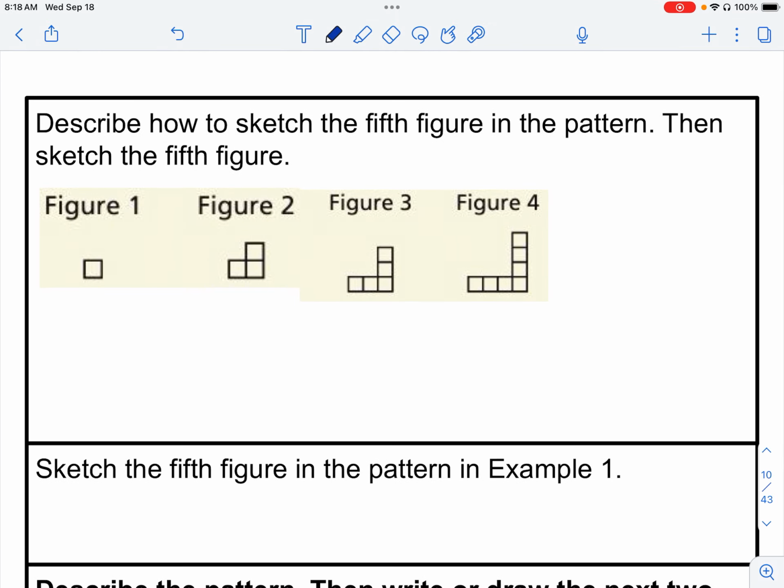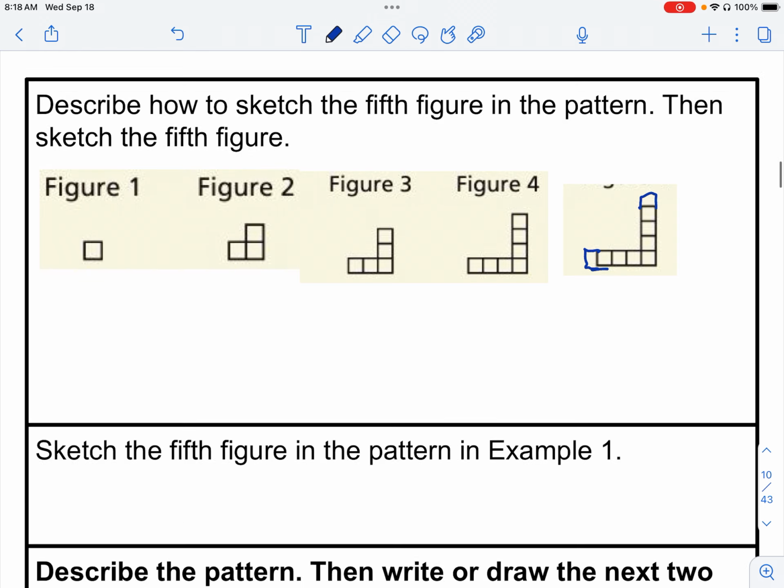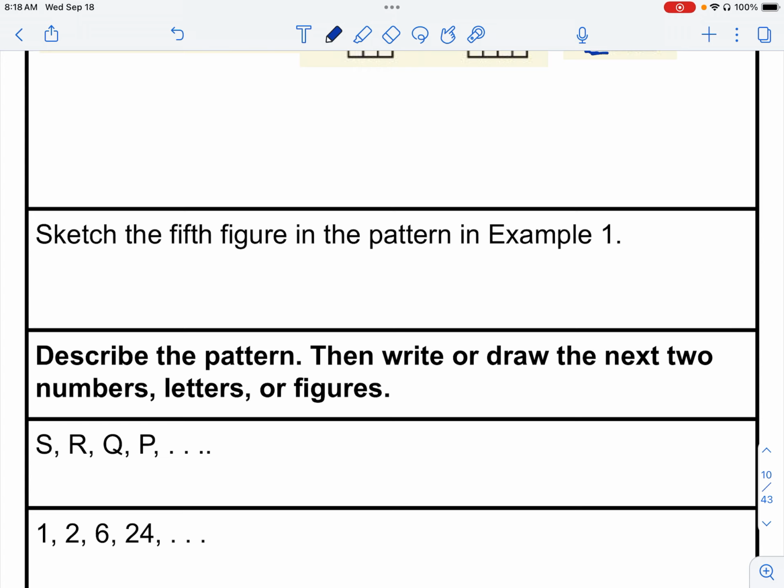Let's look at another one. So here we're starting with a box. Then we're going to add a box on the top and on the left. Then we're going to add another box on the top and left. Figure 4, another. And so figure 5, we're going to do the same thing. And I'm going to cheat and copy and paste. And we added to our pattern. That's what inductive reasoning is, noticing a pattern and figuring out how to continue it on.